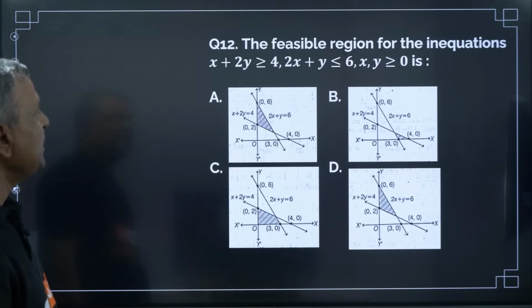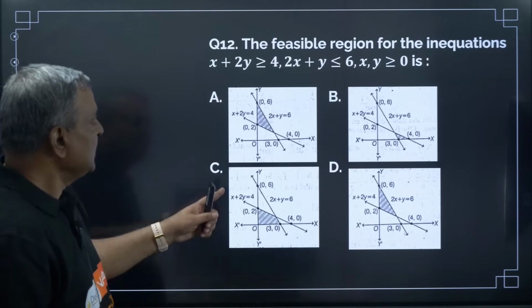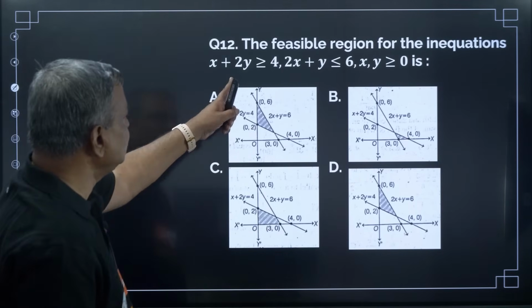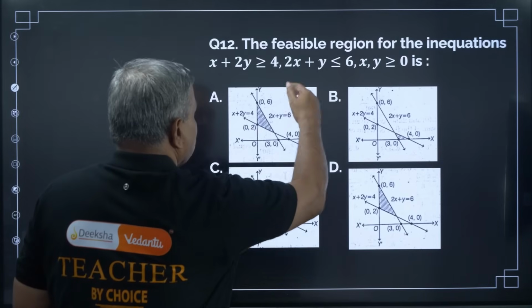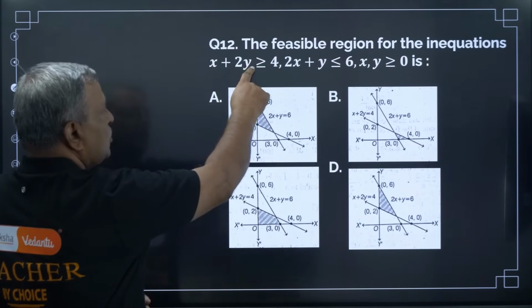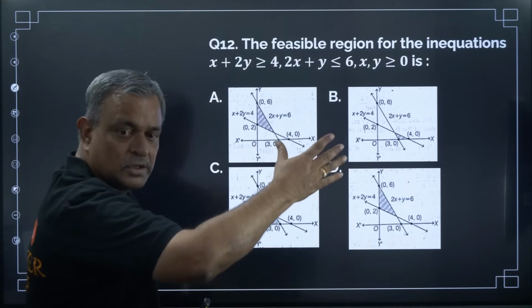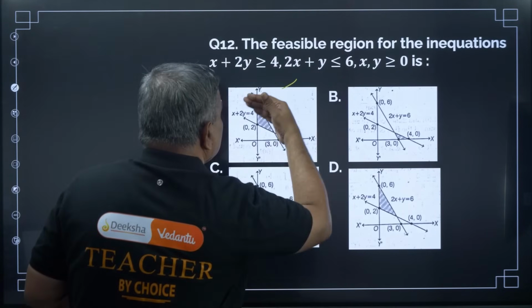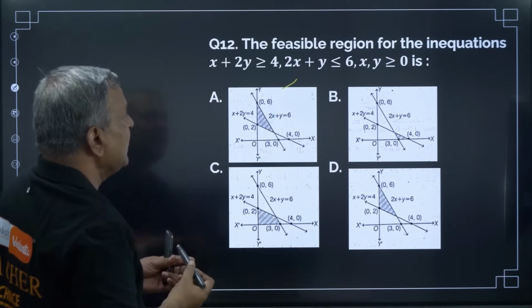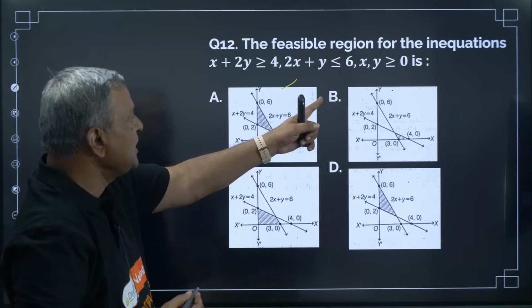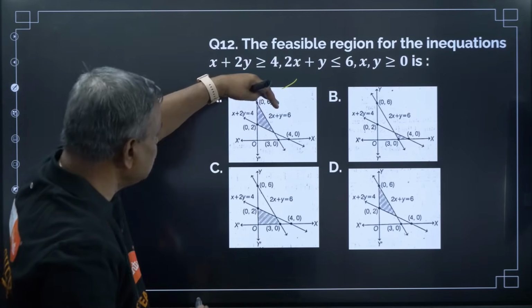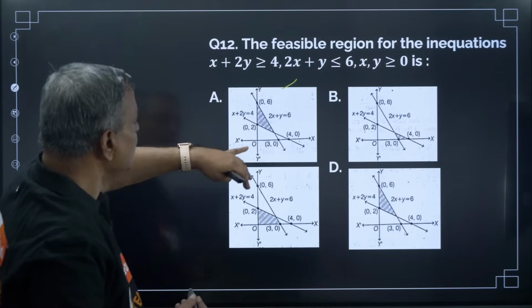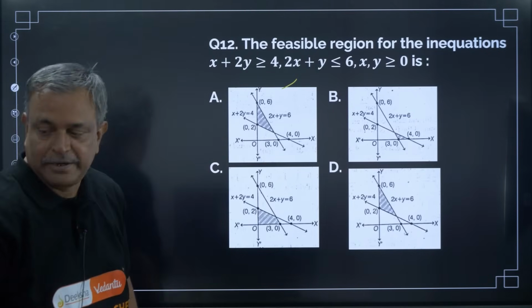Find the feasible region of the following inequalities. So see, you solve x plus y is greater than or equal to 4. If you observe option A, x plus 2y is greater than or equal to 4. Putting 0, 0: 0 is greater than 4? Wrong. So it is away from the origin. Clear? Similarly, 2x plus y is less than or equal to 6: 0 is less than or equal to 6. Perfectly right, so it must be towards the origin. Obviously, option A is correct.